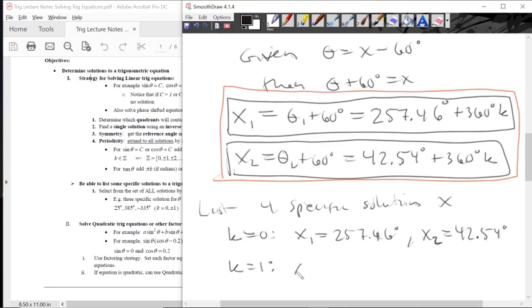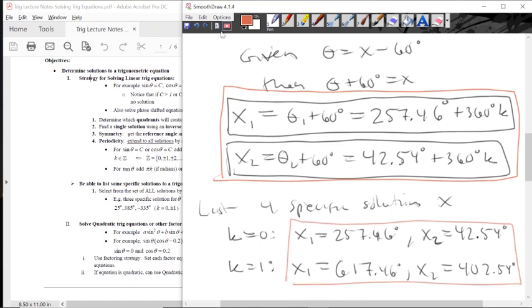If k is equal to 1, then x1 would equal 257.46 plus 360. So what's that? 617.46 degrees. And x2, if k is equal to 1, we would get 360 plus 42, which is 402.54 degrees. So that would be 4 specific solutions.